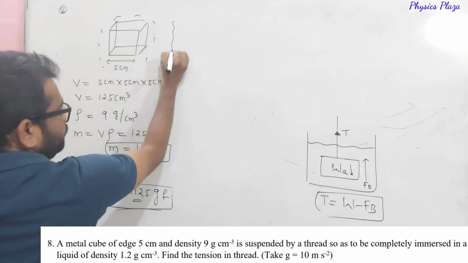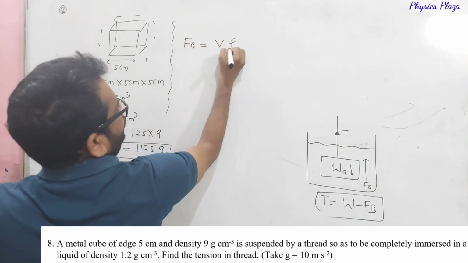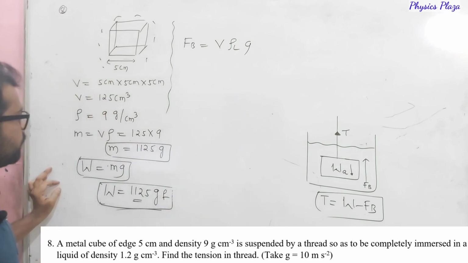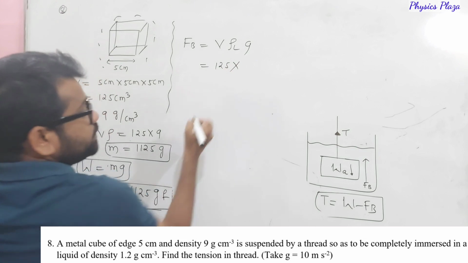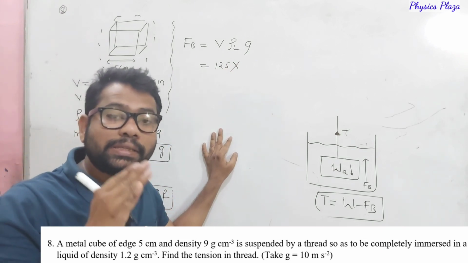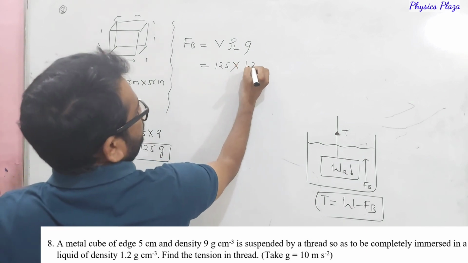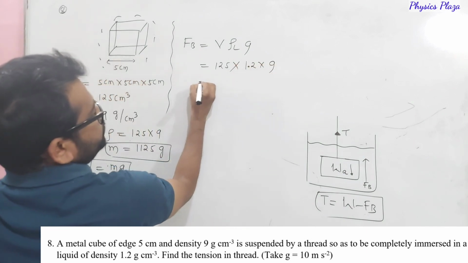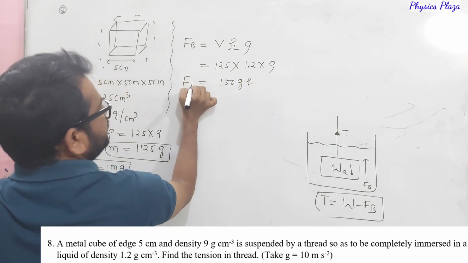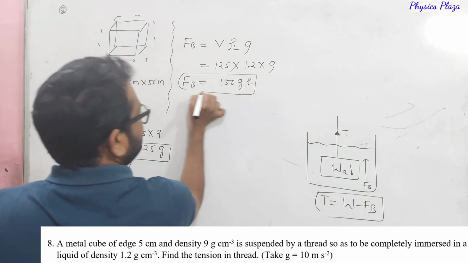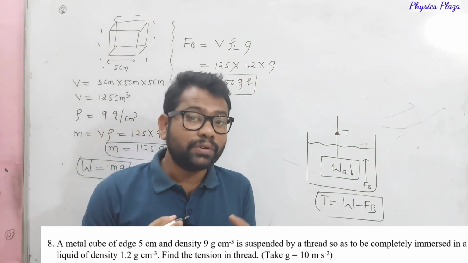Now let us calculate the buoyant force, children. Buoyant force formula is equal to V rho L g. Children, what is the volume of the solid? Volume of the solid is given, 125. Density of the liquid: children, here the liquid is not water. It is given with a density of 1.2 gram per centimeter cube. So it is 1.2 into g. So this is going to be 150 gram force. Children, 150 gram force is the buoyant force acting on the body when it is immersed in a liquid of density 1.2 gram per centimeter cube.